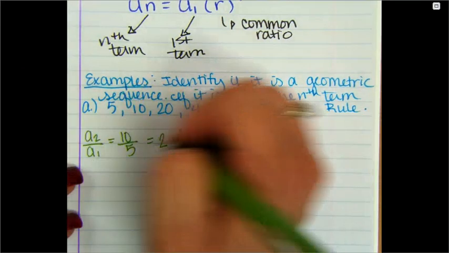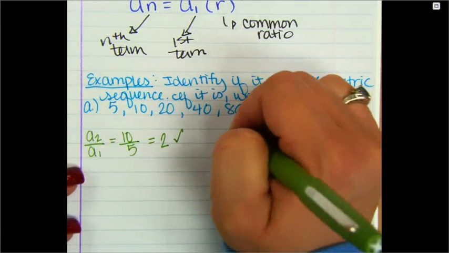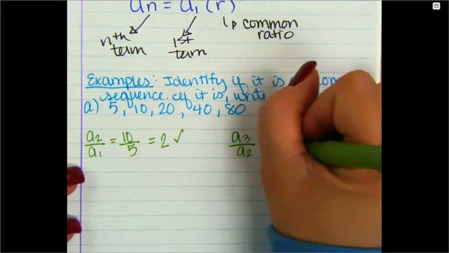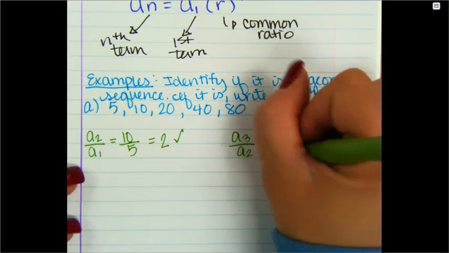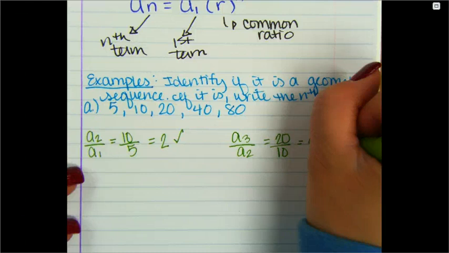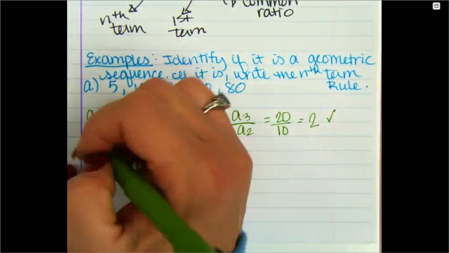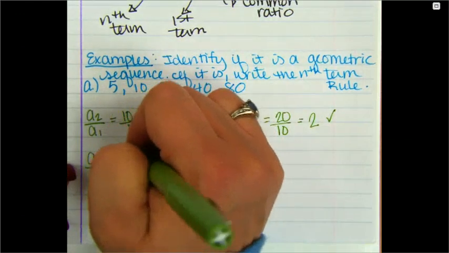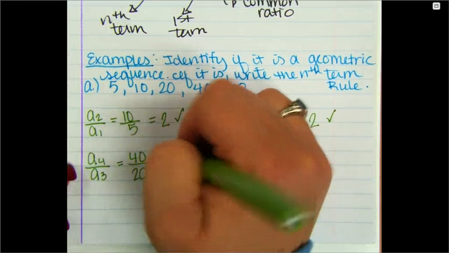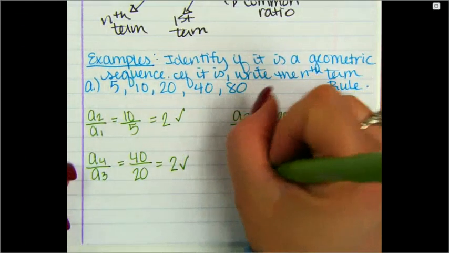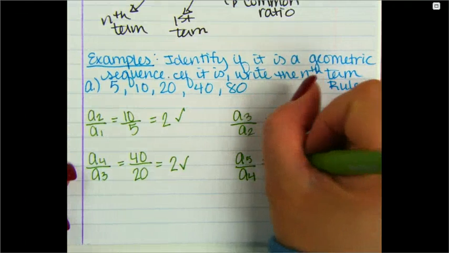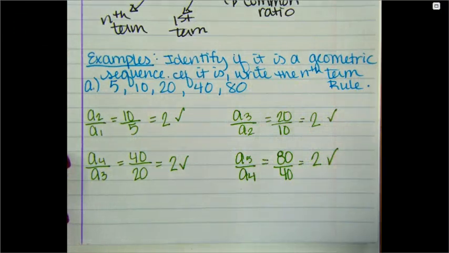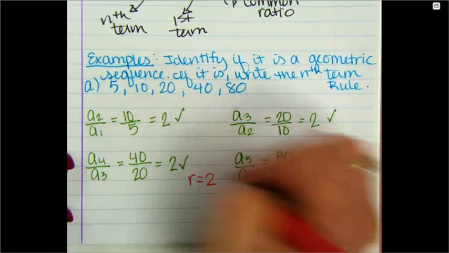All right, A sub 2 over A sub 1, A sub 3 over A sub 2, which is what, how much? Well, what are the numbers? 20 and 10, which is 2. And then we have to do A sub 4 over A sub 3, which is how much? 40 over 20, which is 2. So far, so good. A sub 5 over A sub 4, which is 80 over 40, which is how much? Good. So I now know the common ratio is what? It is geometric. It has a common ratio, right?